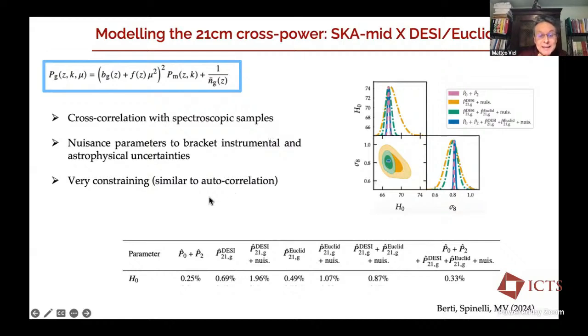And the bottom line is that at the end, you can get constraints that are similar to the autocorrelation. For the autocorrelation, for example, the measurement of H0 could be of 0.25%. Once you add this cross-correlation information, it is of the order of 0.33%. But you can also say, okay, I don't trust my autocorrelation, and then the constraint will be weaker by a factor of 2.5 or so. I work just with the cross-correlation of 21 centimeter intensity with galaxies, and I have a constraint of the order of 1%. Again, this is maybe not as competitive as we would like with respect to galaxies, but it is on the verge of being competitive, and it is exploring a somewhat different regime.